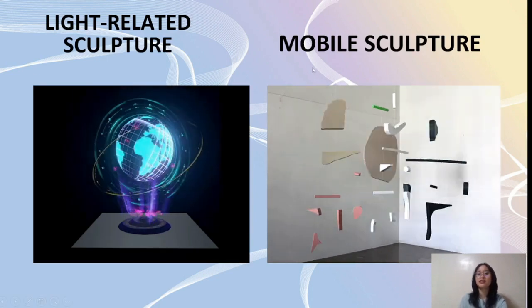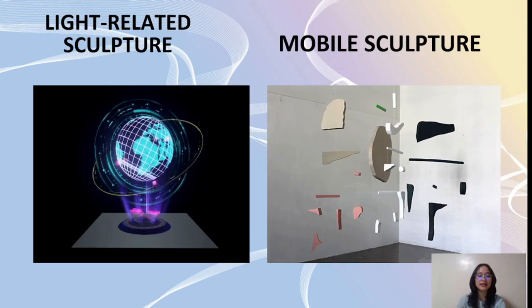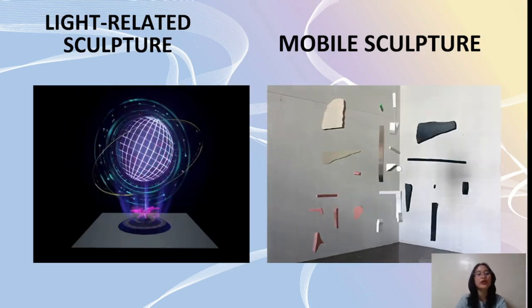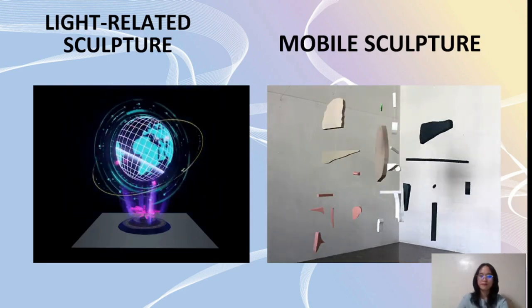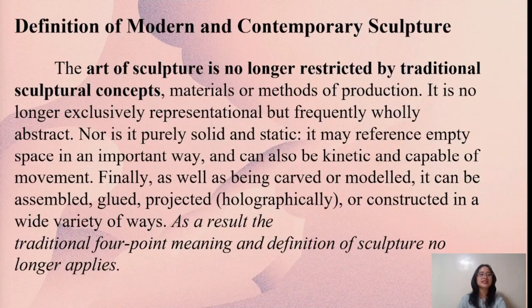Mobile sculpture is not literally mobile kanato ni balaan nga cellphone, but it means an abstract sculpture that has moving parts due to winds or motors. Creative no beautiful. Next is definition of modern and contemporary sculpture.